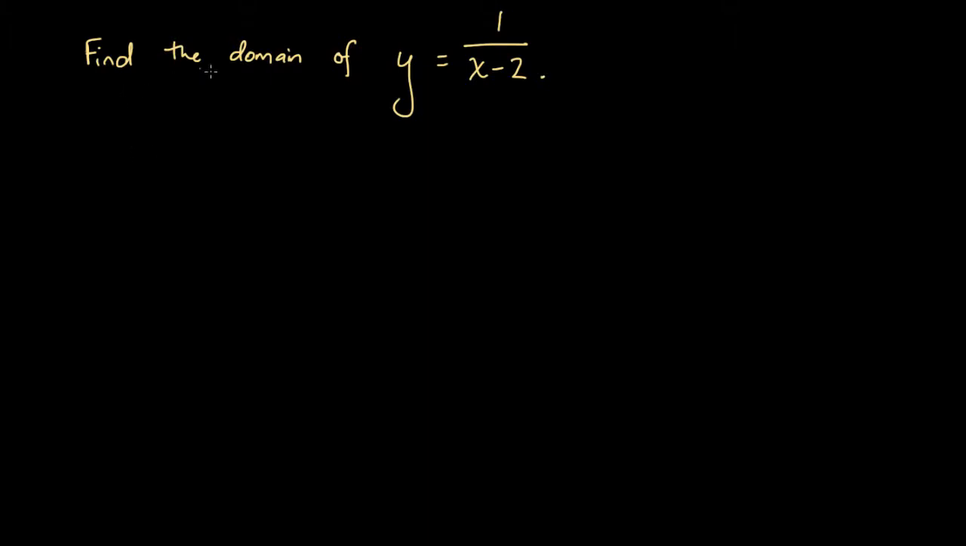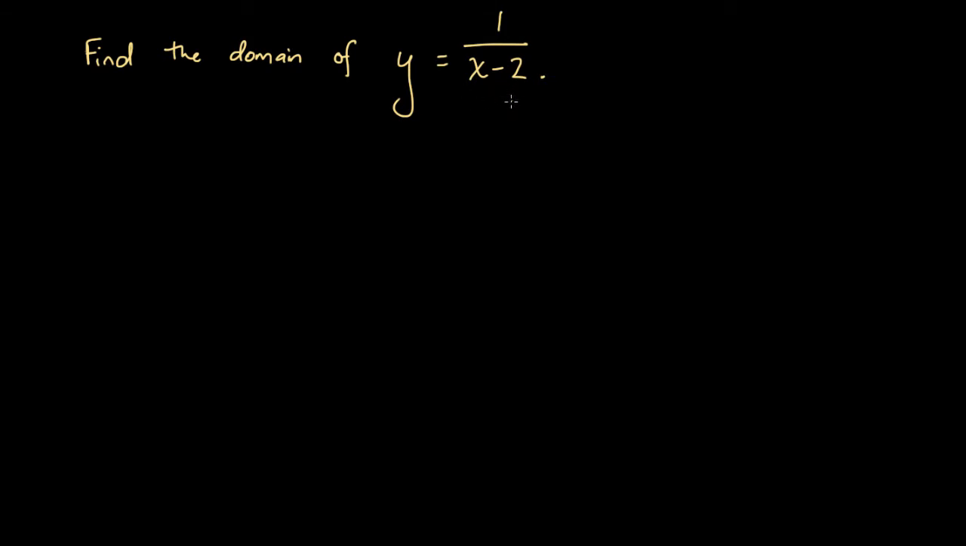Suppose we're asked to find the domain of y equals 1 over x minus 2. Well, as a quick review, the domain of a function is the set of all the possible valid inputs for the function, or all the possible x values for which the function is defined. Here we're facing a function where our x variable is in the denominator of a fraction.